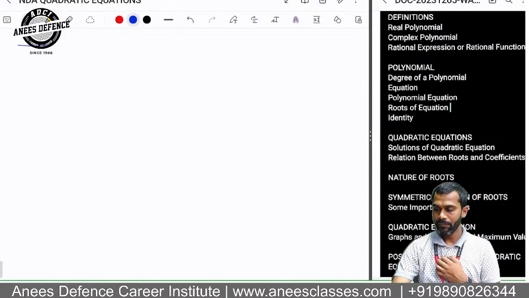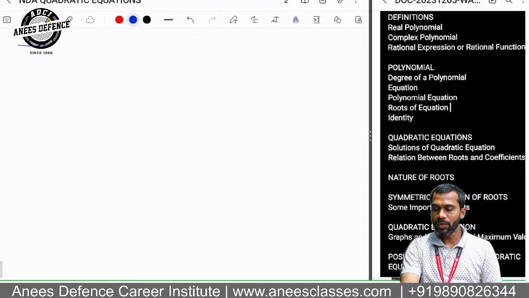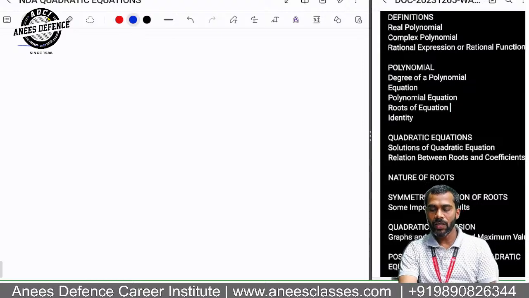And the next one is, what is real polynomial? We have discussed yesterday also. What is complex polynomial? Again, we have seen it. And then rational expression and rational function. I'll talk about this, rational expression and rational function. And then we have seen what is polynomial. And then degree of polynomial equation, polynomial equation, roots of equations, and identity.